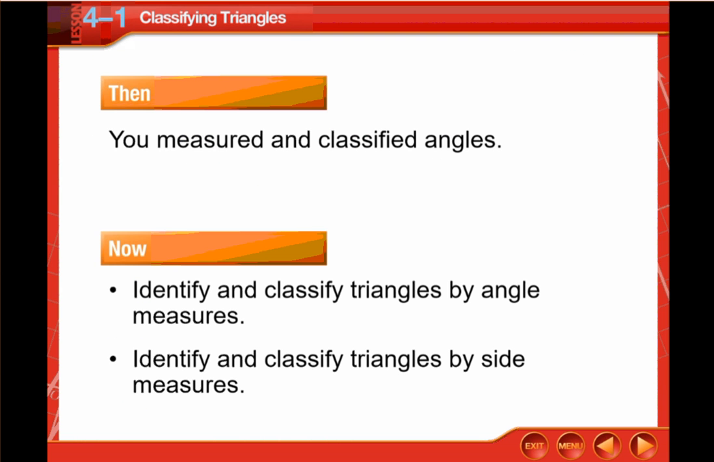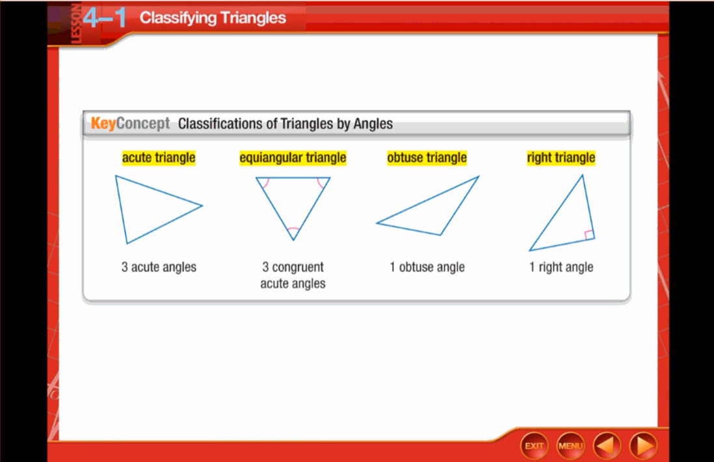In the past, we've talked about different types of angles. We've classified angles as acute angles, right angles, obtuse angles, and straight angles. And today we're going to move a step further, and we're going to be focusing on triangles. We're going to learn some words that we can use to classify triangles based upon their angles and also based upon their side measures. So let's look at first, how do we classify triangles based upon their angles?